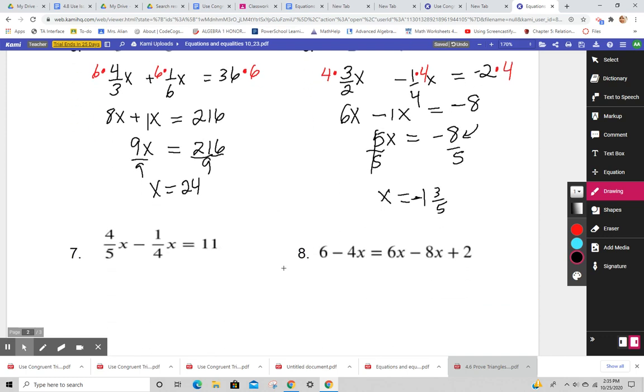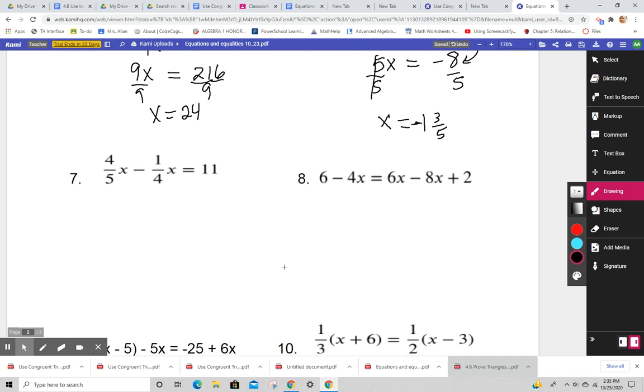Okay, let's go to the next one. More fractions. We get rid of the fractions by using the least common multiple. The least common multiple here would have to be 20. So we have to multiply this by 20, this by 20, and this by 20. 20 times 4 is 80. 80 divided by 5, that's 16x.